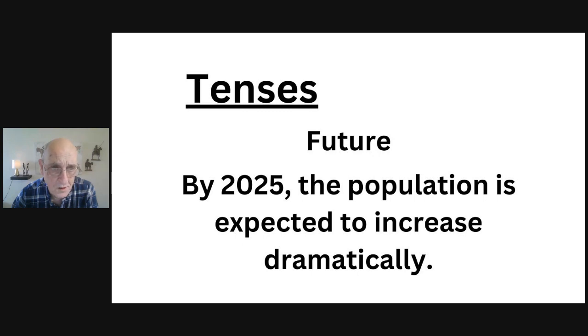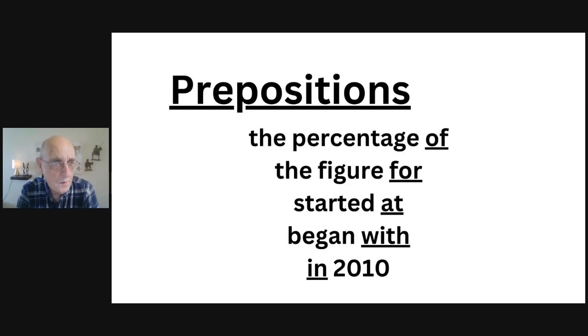So let's continue with moving from tenses to another aspect of grammar that's particularly important in writing task 1, and it's prepositions, these little words that make a big difference. So sometimes we'll be talking about a percentage. So we'll say the percentage of, or the figure for, or something started at, or began with. Or when we're talking about a date, a year, or a month, we might say in 2010.